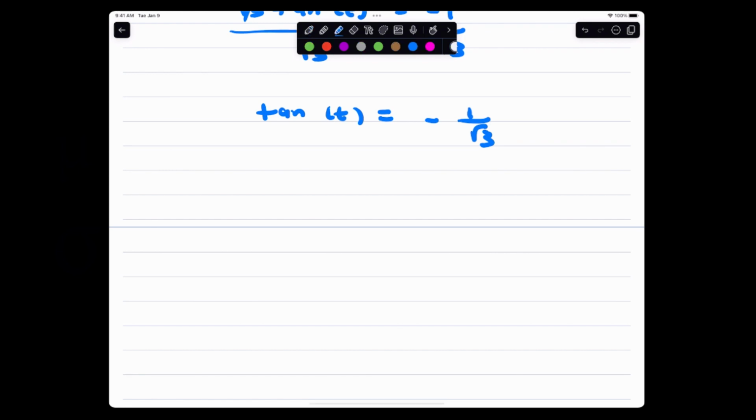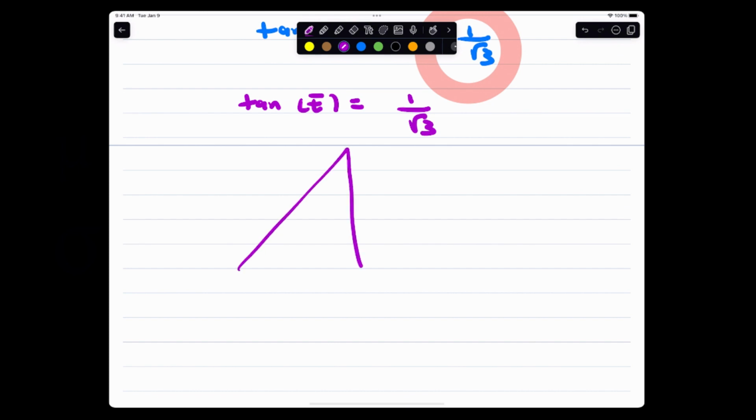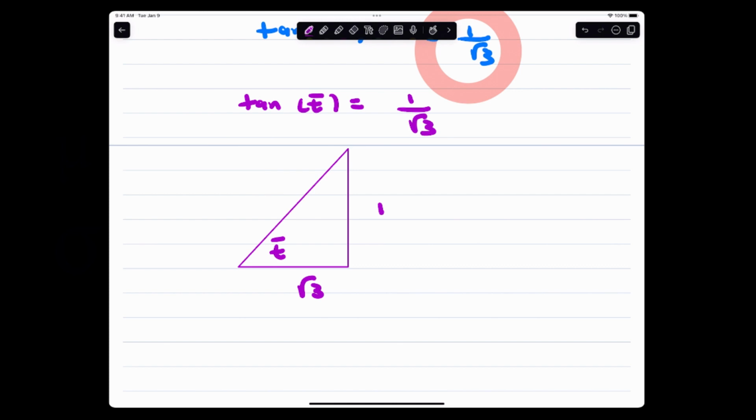Now remember, this is going to be what again? A negative. And you go, oh, then I need the reference angle. So we go through and get the reference angle. Tangent is 1 over the square root of 3. Here's your reference. Opposite over adjacent. What is the hypotenuse going to be? 2.